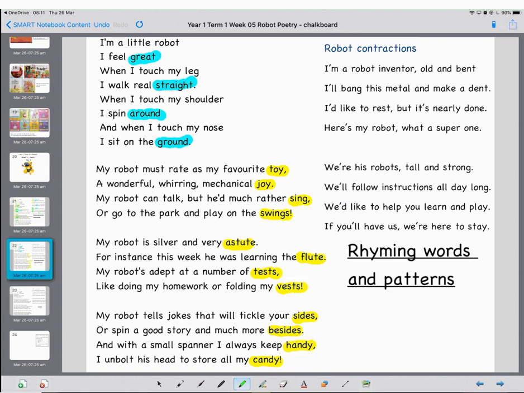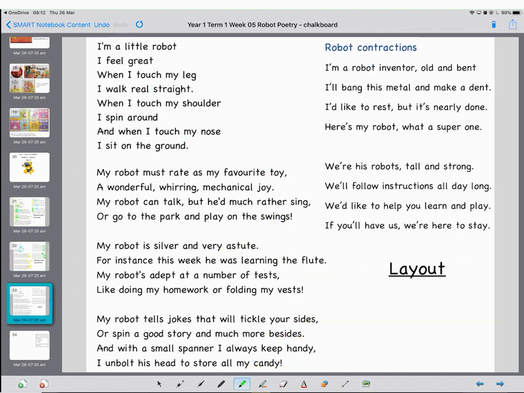Okay, so the final poem has the same rhyming couplet pattern. So I bet you can spot these without me even reading them. Well done. Okay, so that's rhyming patterns. That's the second feature of a poem. And now we're going to go on to the final feature.